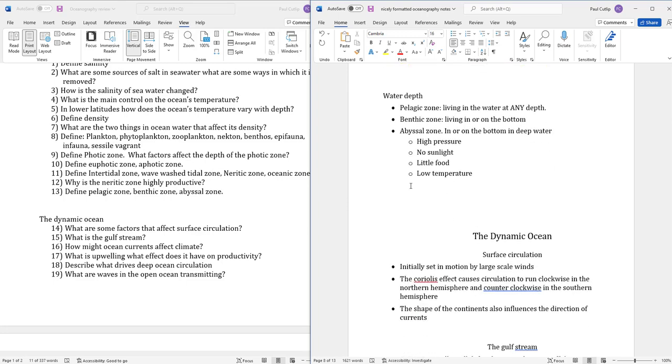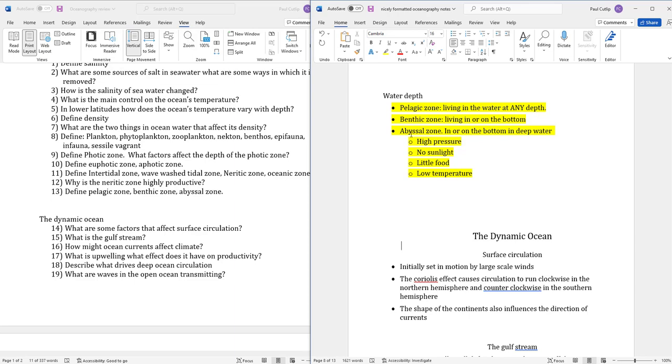Okay, then we talk about some water depth. There's some words that we use with respect to that, and here they are right here. Pelagic zone, benthic zone, and abyssal zone, right? Okay, so there they are. Anything living in the water at any depth is said to be living in the pelagic zone. Now, real oceanographers divide up the pelagic zone. We're not going to worry too much about that.